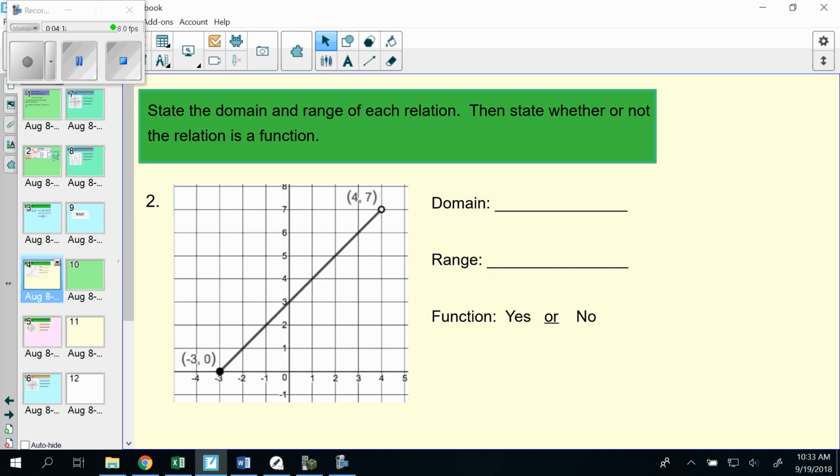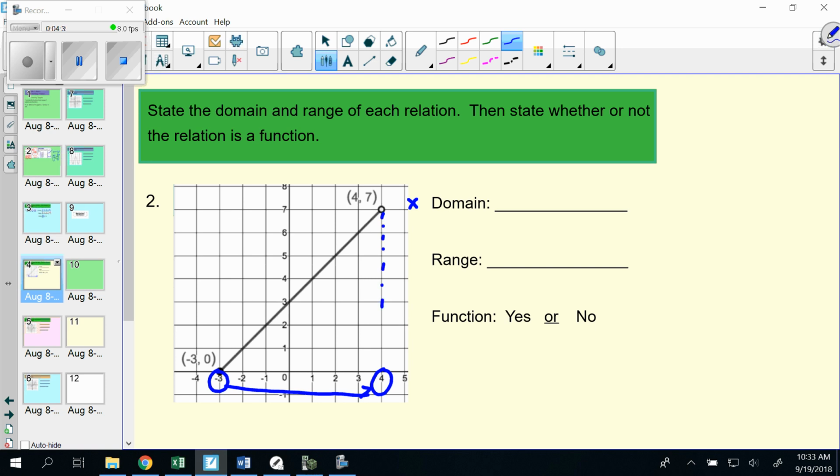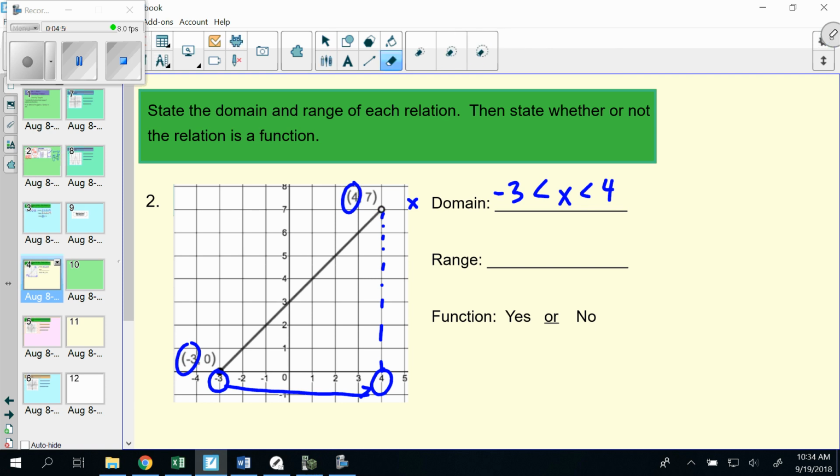All right, next one, state the domain and range here. Okay, so domain again is our x values. What are the x values spanned from this graph? Well, if you look down here on the x-axis, it looks like this graph goes from -3 over to 4. Okay, so that means our domain would be all the x values less than 4, greater than -3. Now, the one last thing you've got to look at with this is, do we want to count those endpoints or not?